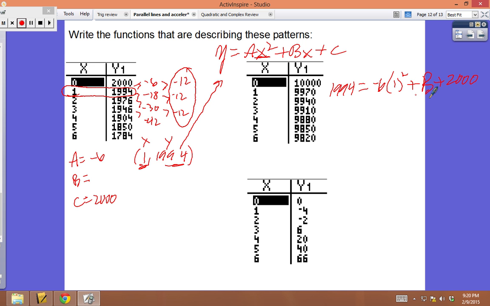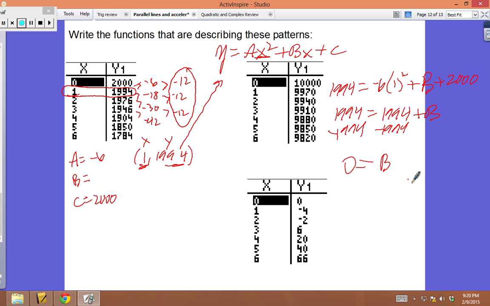Okay, now this is going to be pretty easy to solve. This is just using algebra to solve for a variable that you don't know. You've got 1994. This is just negative 6 plus 2000, so that's also 1994 plus B. So now just solve for B. Minus 1994, minus 1994. That means B is equal to 0. So that means there's no initial speed. So it was just dropped.